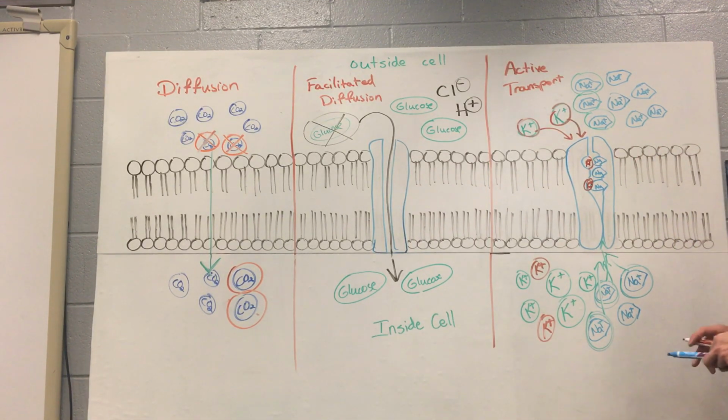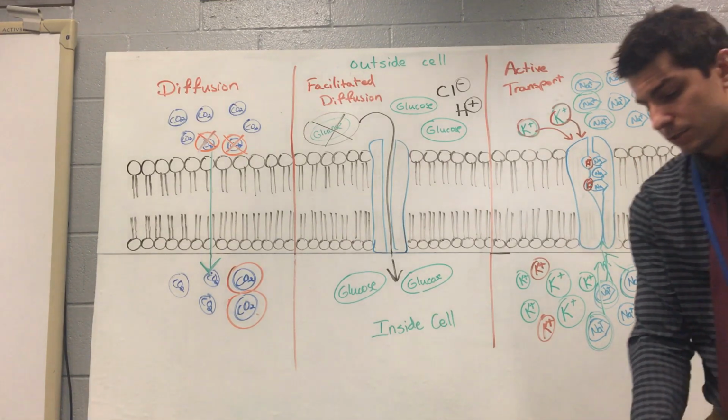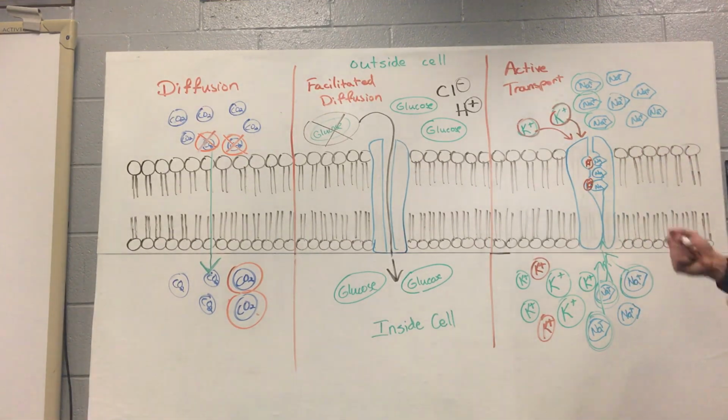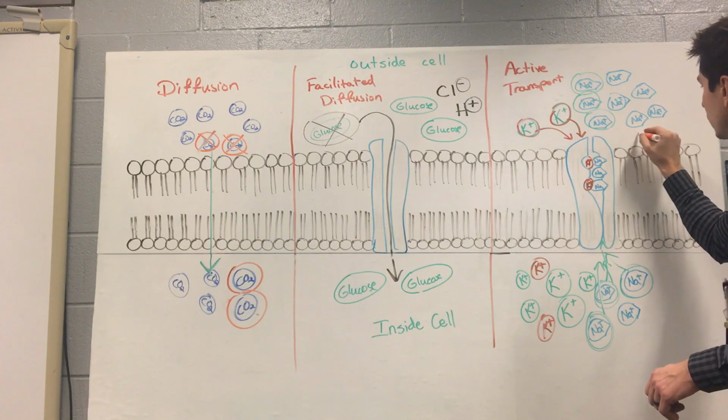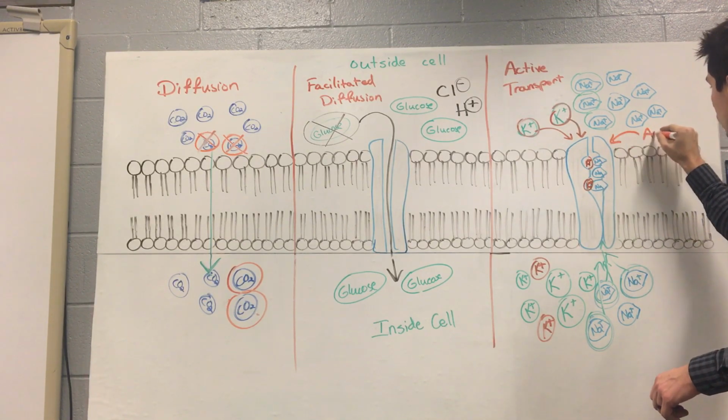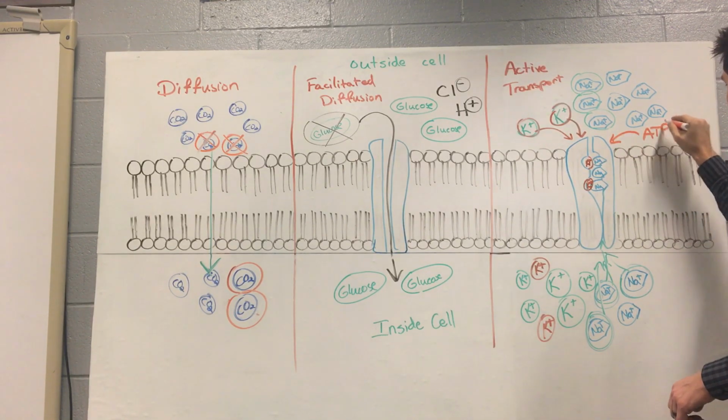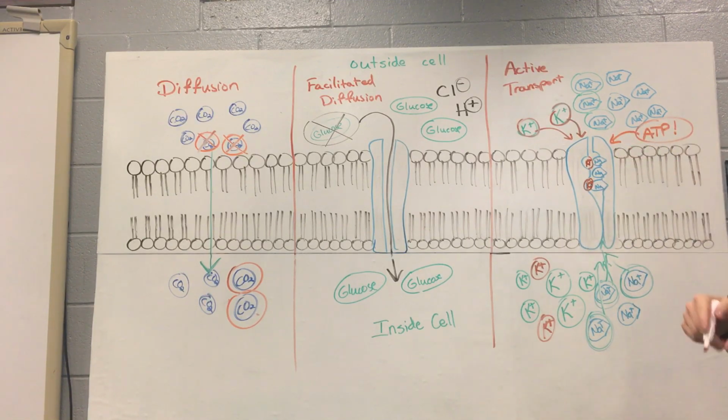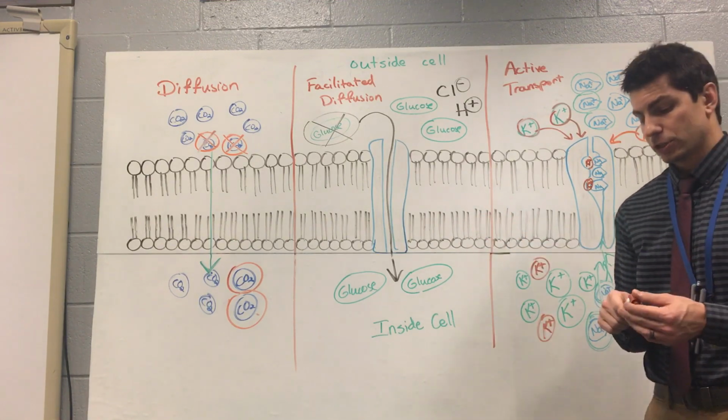Okay? Whenever all this happens, guys, the big thing is that in order for this to happen, we need to have energy. We need ATP to be added into the equation in order for the potassium to come into the cell and the sodium to come out of the cell. Okay? So looking at the big picture here, guys, just to review.